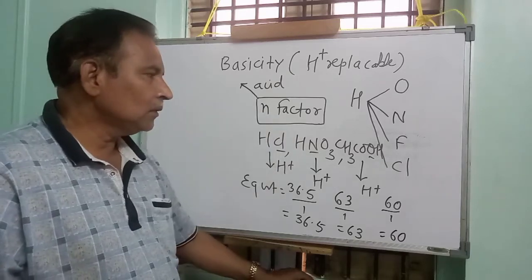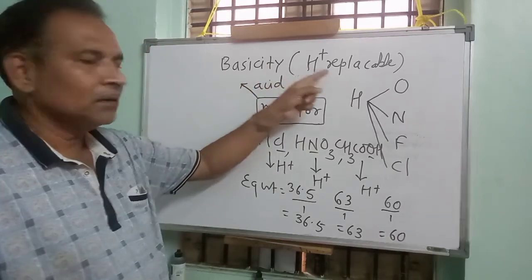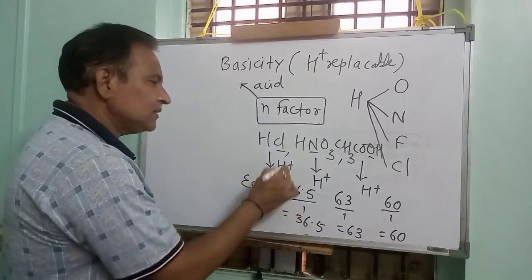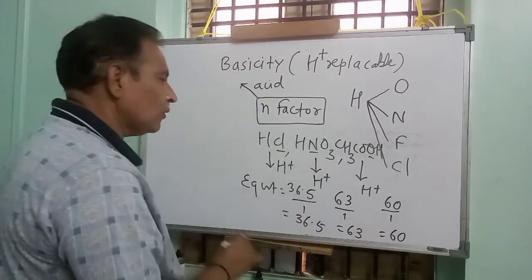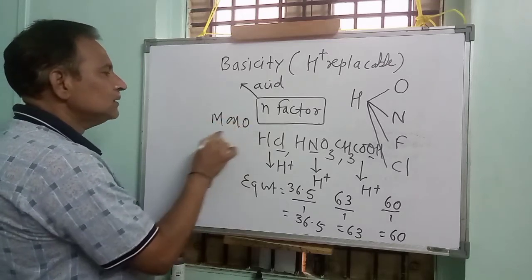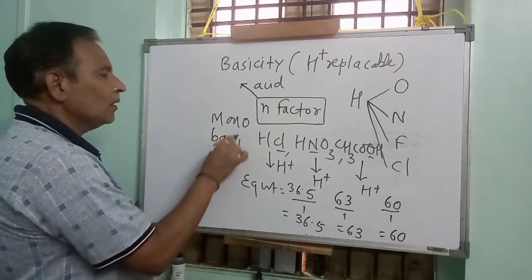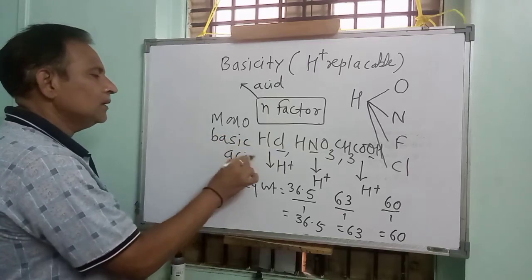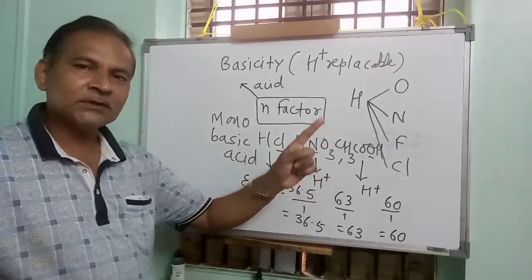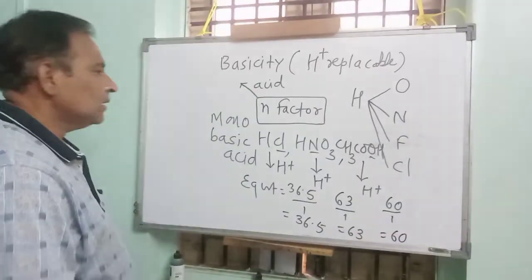For an acid, we look at basicity. All these acids give only one proton, and therefore they are called monobasic acids. Their replaceable proton is only one in the molecular formula.